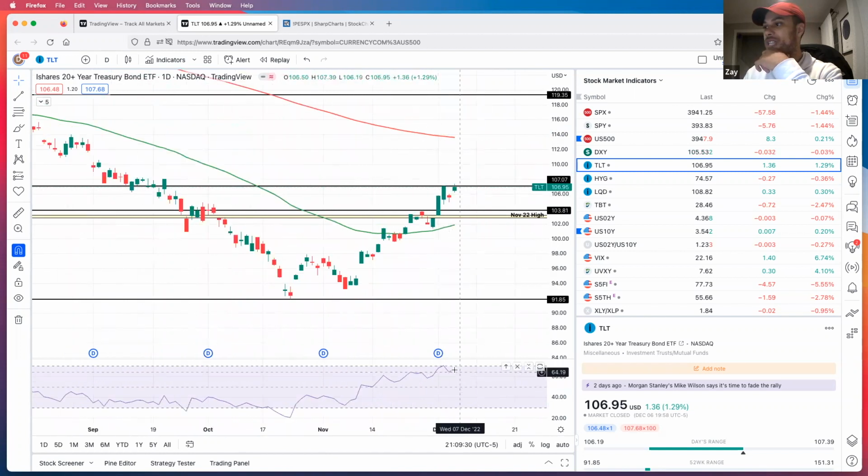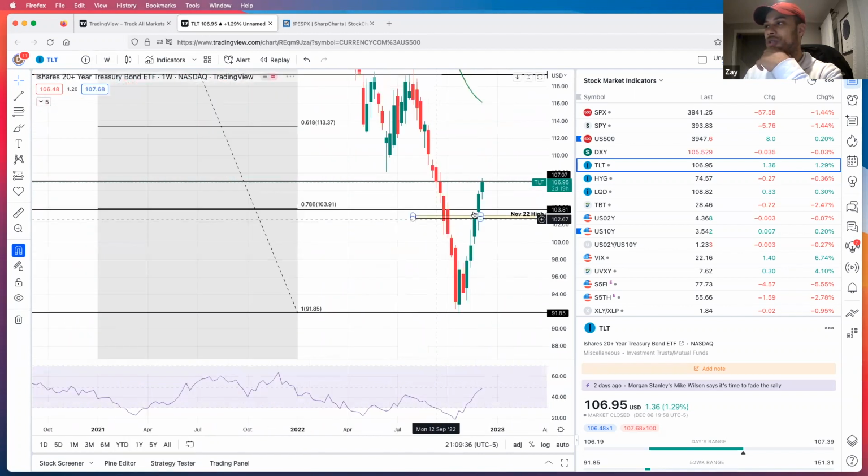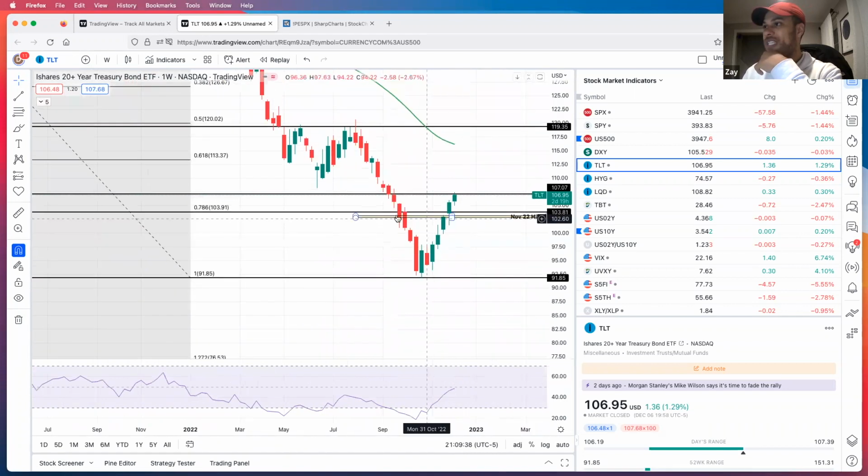We do have a slight negative divergence right here. So could the TLT start to roll over? We'll have to see, right? We definitely are at a critical resistance, where this would likely start to roll over, but let's see if we start to get that rollover.